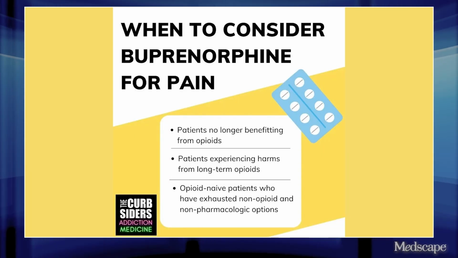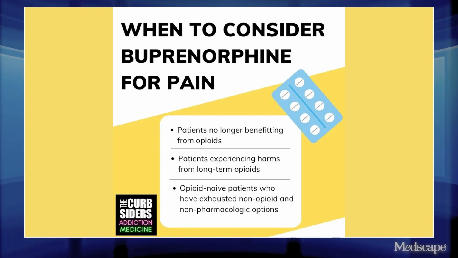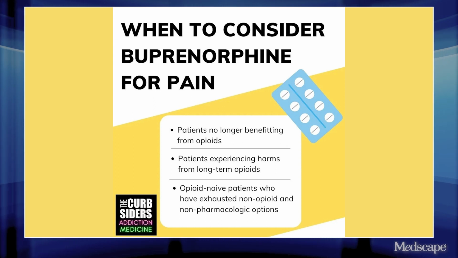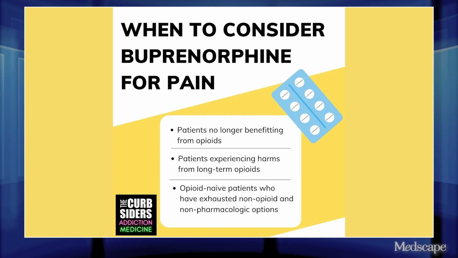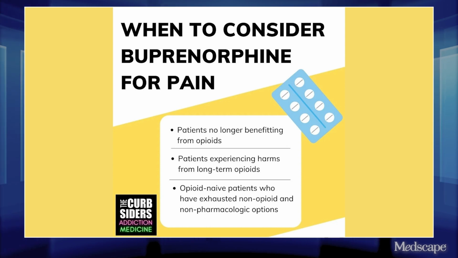So Dr. Becker provides us a couple situations where he thinks we should consider using buprenorphine for chronic pain. First, consider it in patients who are no longer benefiting from full agonist treatment or experiencing active harms on long-term opioid therapy. He thinks it's also reasonable to consider in opioid-naive patients who have exhausted all of the non-opioid and non-pharmacological pain management modalities. He also notes that he's more likely to use buprenorphine for chronic pain in older patients who are opioid naive, because he wants to avoid causing the development of opioid physiological dependence in younger patients.